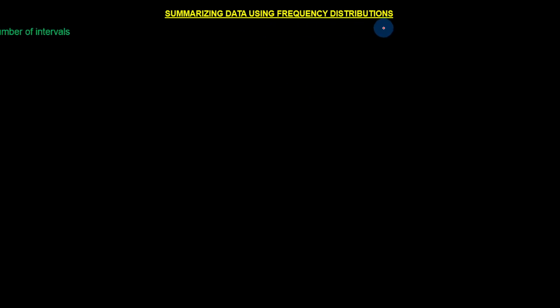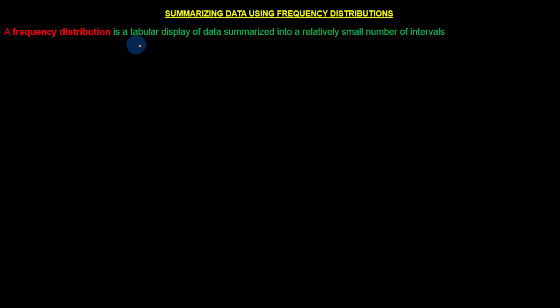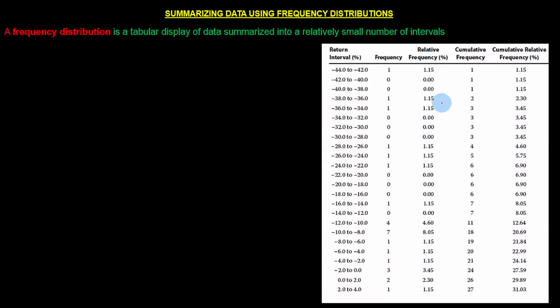Okay, we are going to talk about one of the simplest ways to summarize data using frequency distributions. A frequency distribution is a tabular display of data summarized into a relatively small number of intervals. This is a frequency distribution. This is for the returns on the S&P 500 index, by the way.